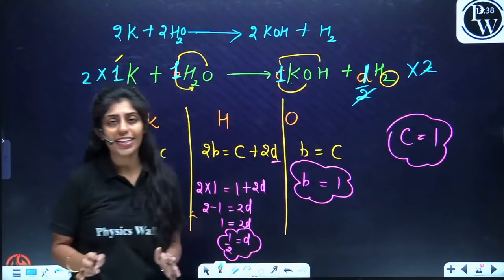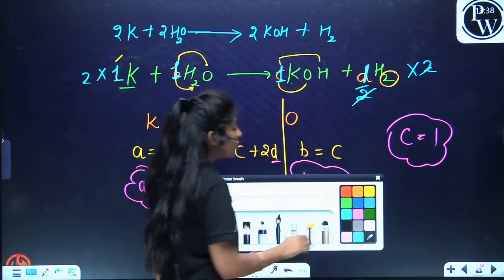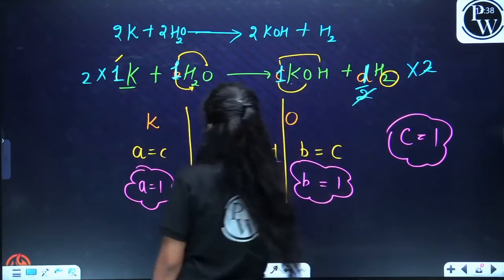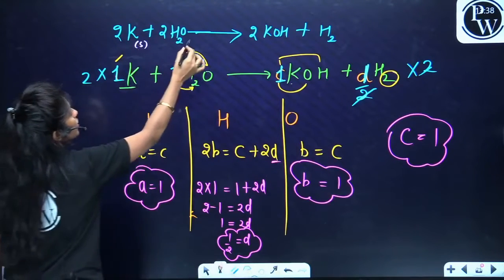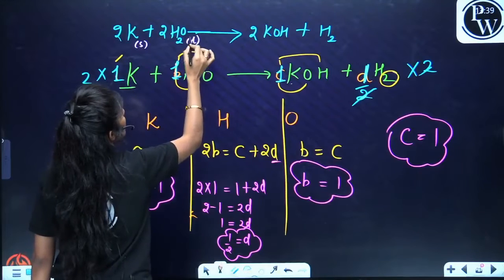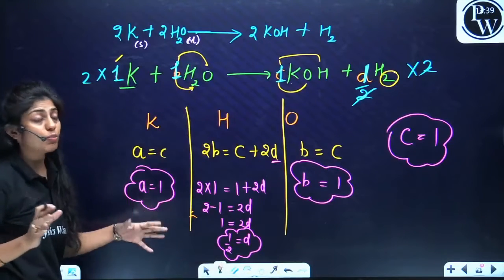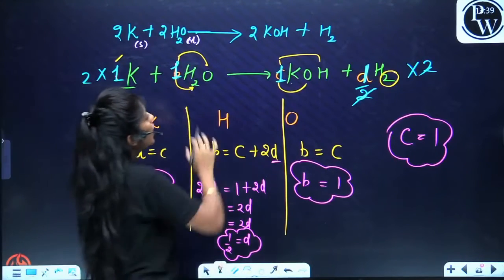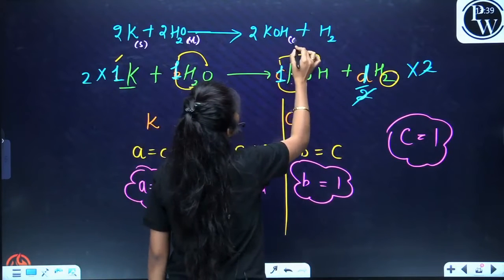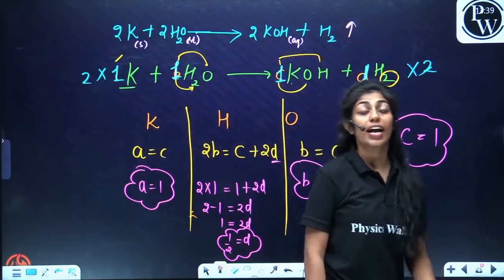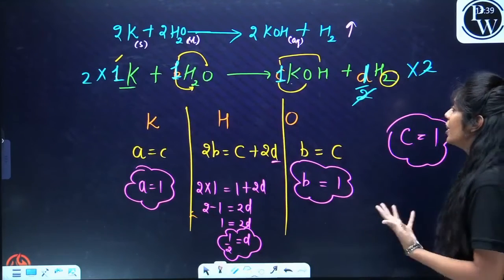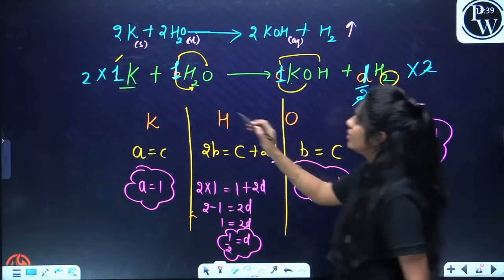Last but not the least, I will be writing the physical states of each reactant and product. K will be solid, this will be liquid. Of course, potassium is a very reactive metal. It will be reacting with water vigorously, making aqueous solution of KOH, and lots of hydrogen gas will be releasing, liberating. So that's the balanced chemical equation.